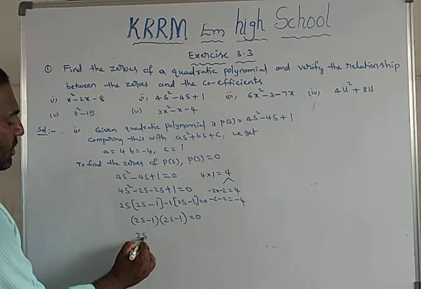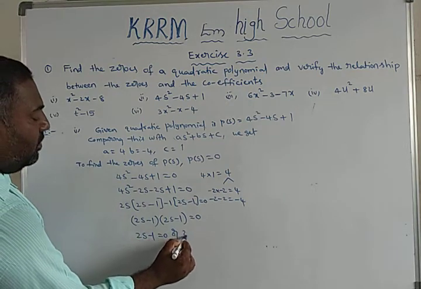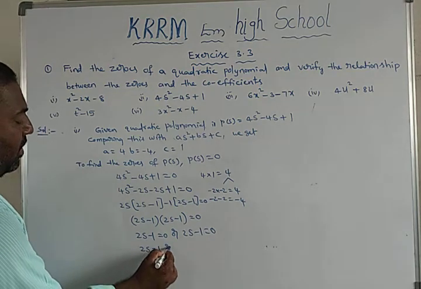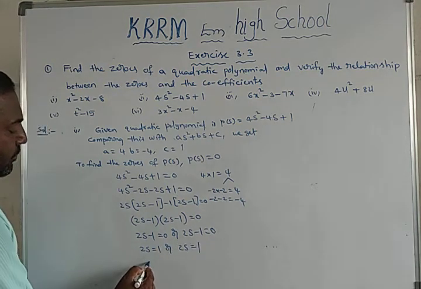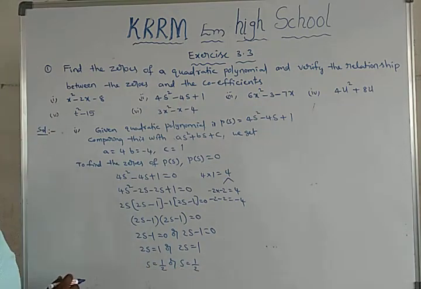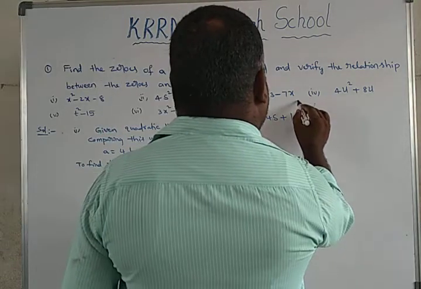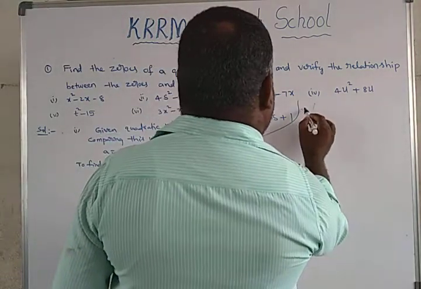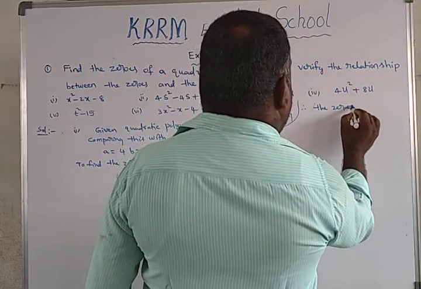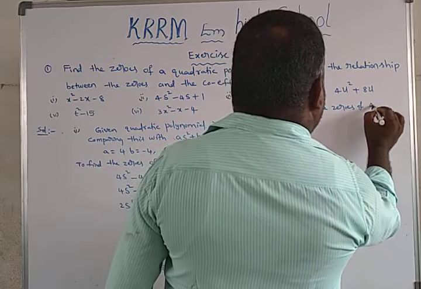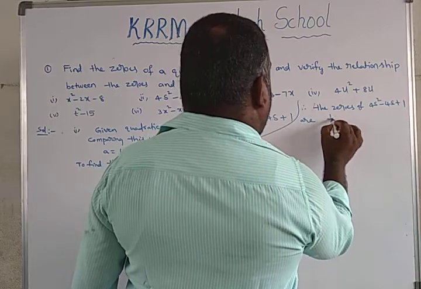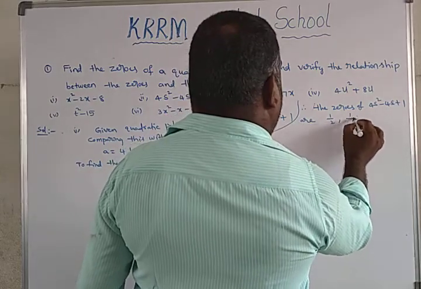So 2s minus 1 equal to 0 or 2s minus 1 equal to 0. So 2s is equal to 1 or 2s is equal to 1. s is equal to 1 by 2 or s is equal to 1 by 2. Therefore, the zeros of 4s square minus 4s plus 1 are 1 by 2, 1 by 2.